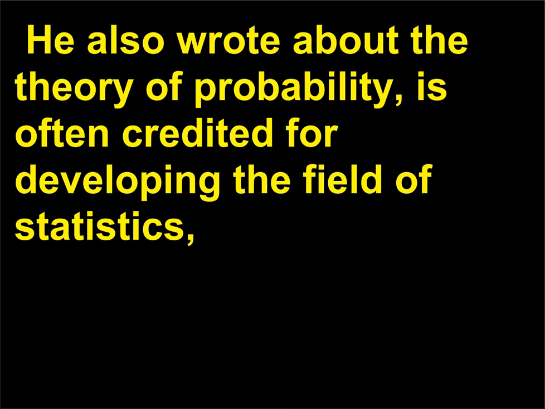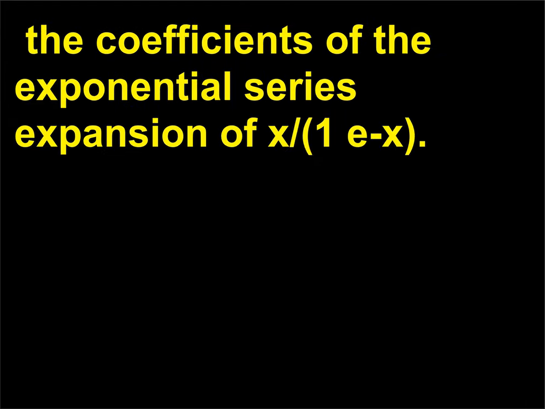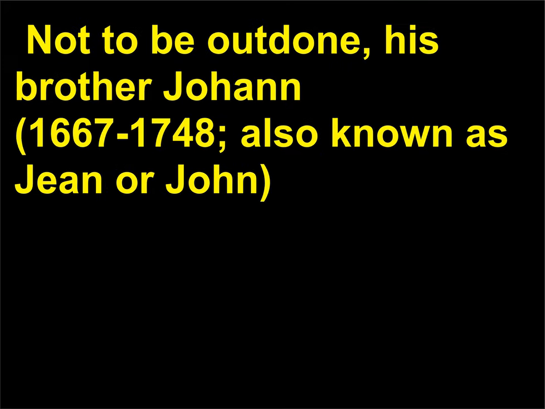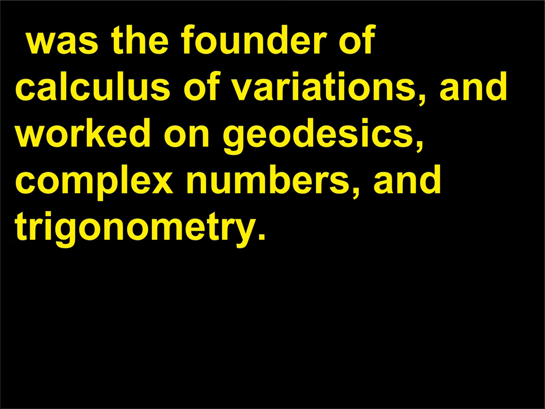He also wrote about the theory of probability, is often credited for developing the field of statistics, and discovered a series of numbers that bear his name: the coefficients of the exponential series expansion of x/(1-e^x). Not to be outdone, his brother Johann, 1667 to 1748, also known as Jean or John, contributed to the field of integral and exponential calculus. He was the founder of calculus of variations, and worked on geodesics, complex numbers, and trigonometry.